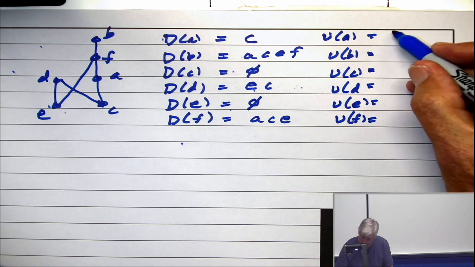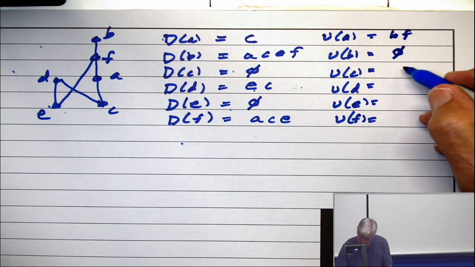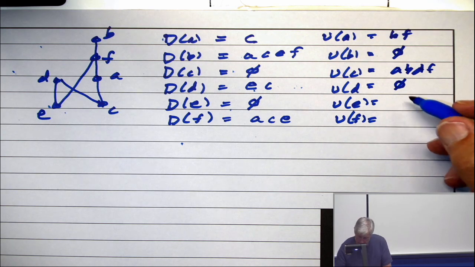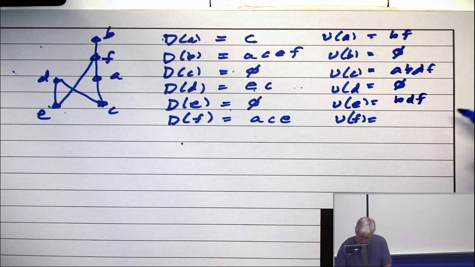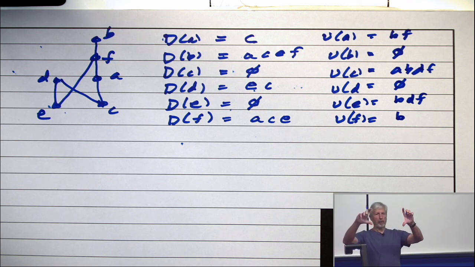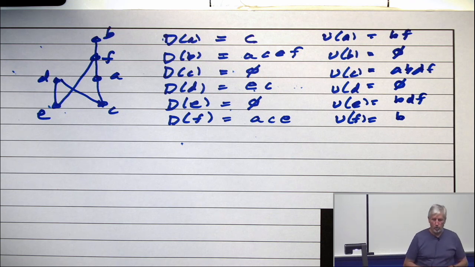Up from A, B, F. Up from B, empty. Up from C, A, B, D, F. Up from D, empty. Up from E, B, D, F. Up from F, B. Now, do I really need to pause to see whether or not those upsets are all ordered by inclusion? No, I already know they are, because having a 2 plus 2 is the same as having a 2 plus 2, whether you do it this way or that way. All right, now we're almost done.